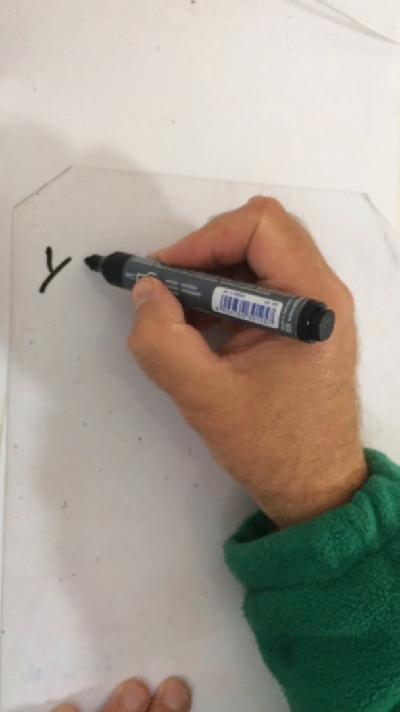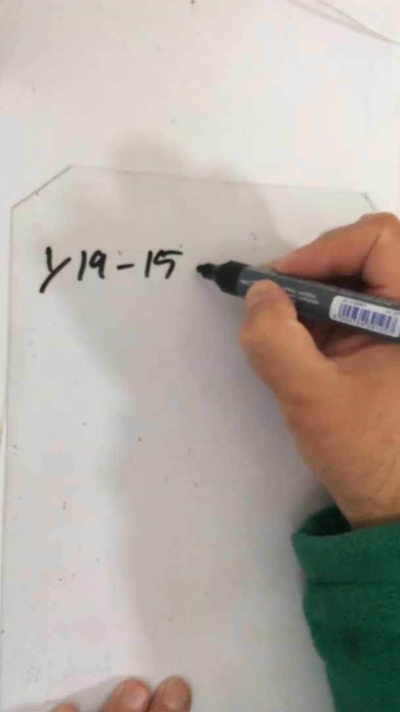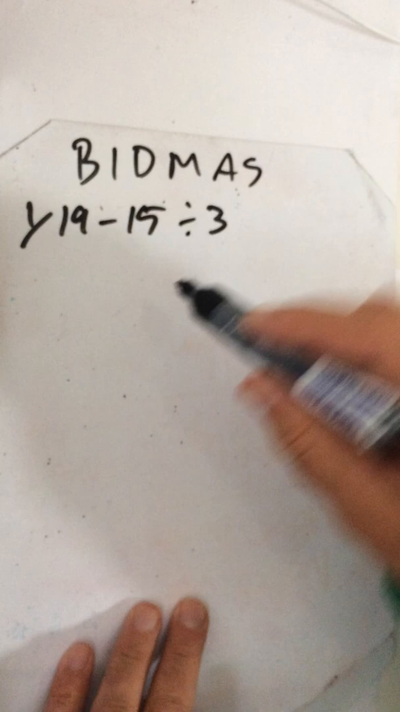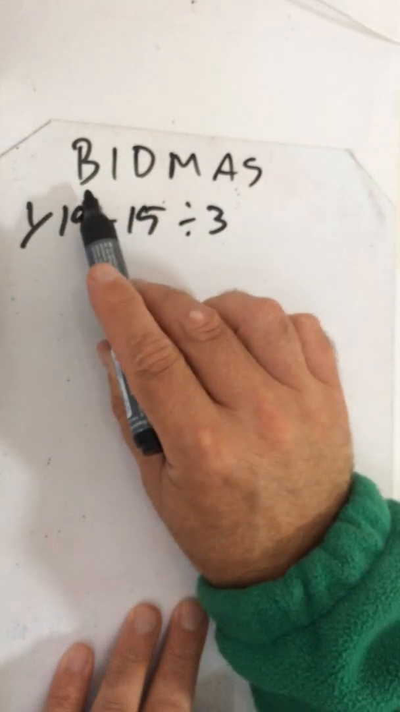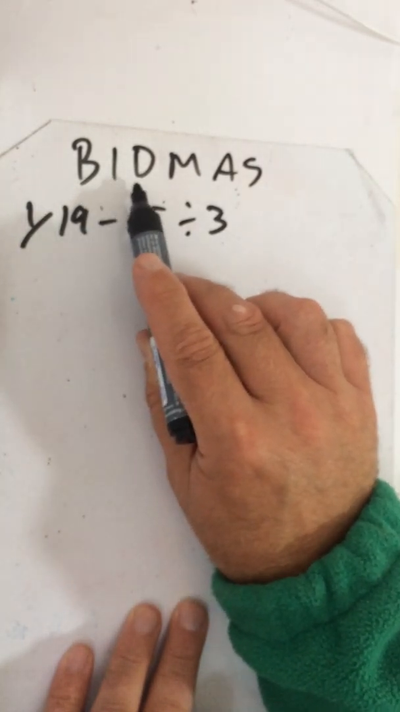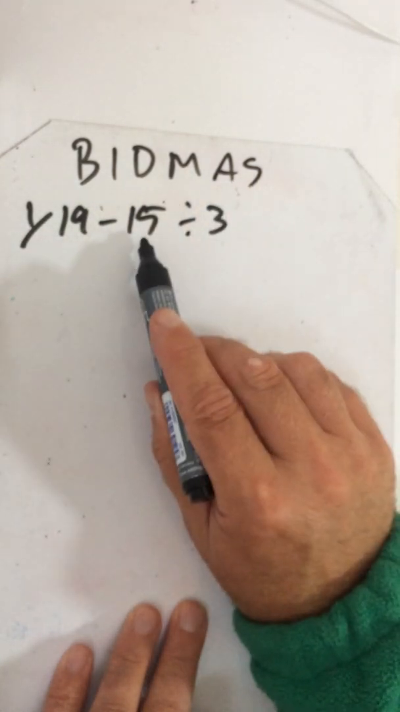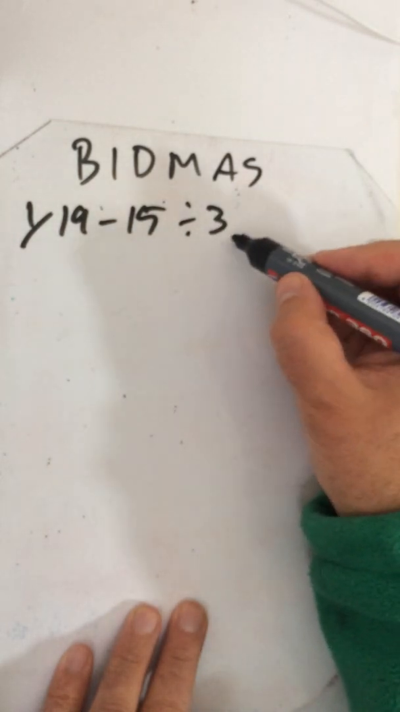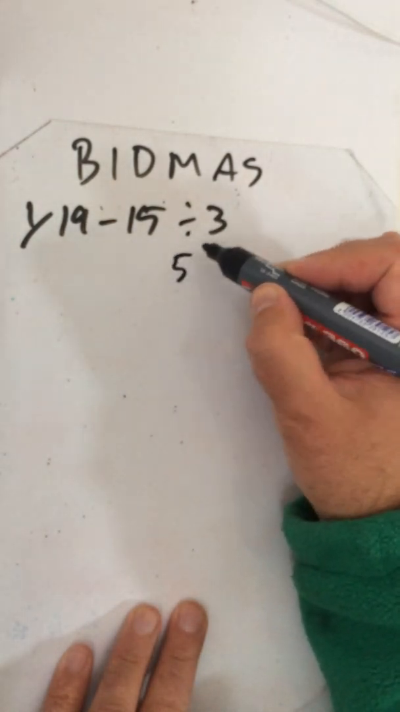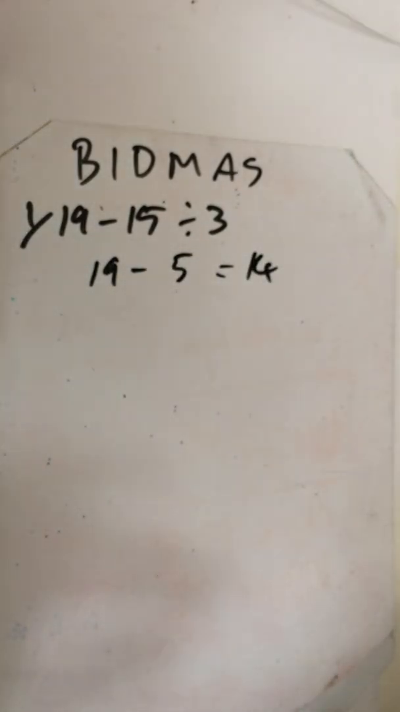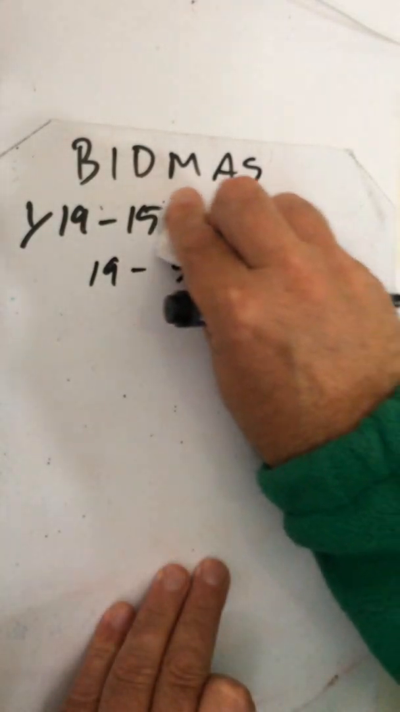Right, okay, let's have a look at number 1. 19 take away 15 divided by 3. What does BIDMAS tell us? BIDMAS tells us we have to do the divide. This is the order we do it in. We have to do the divide before we do the subtraction. So 15 divided by 3 is, how many 3's from 15? That's 5. So it becomes 19 take away 5, 14. Probably one of the harder ones, that actually.